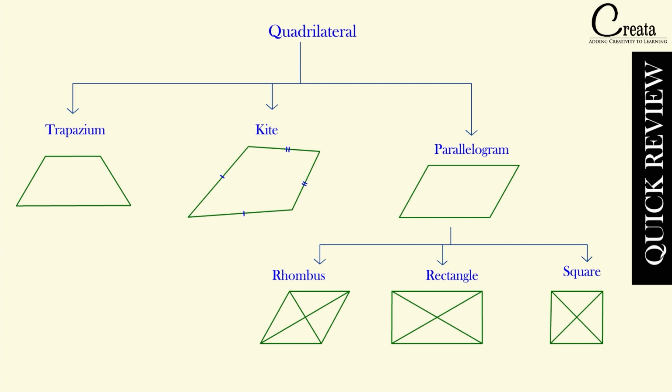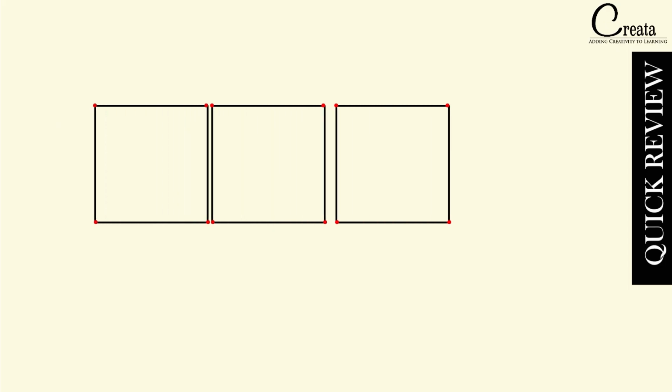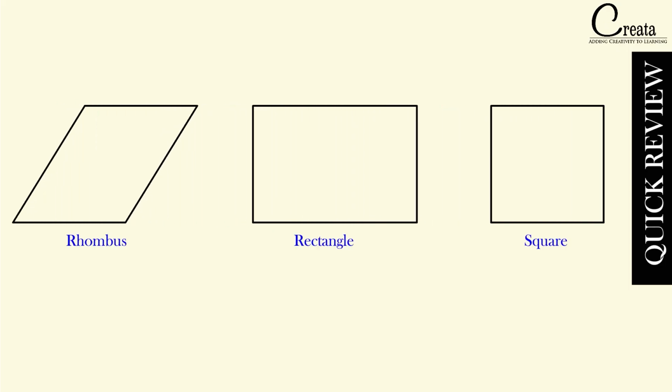Parallelograms are quadrilaterals in which opposite sides are parallel and equal. Parallelograms are basically of three types: rhombus, rectangle and square. We have a detailed video on different types of parallelogram. Check out the link in the description.